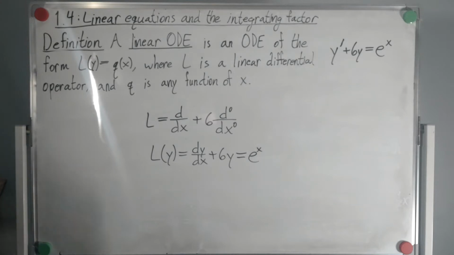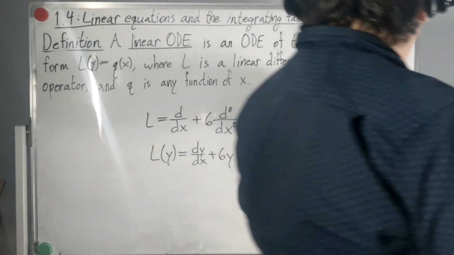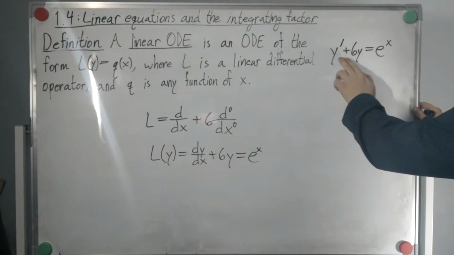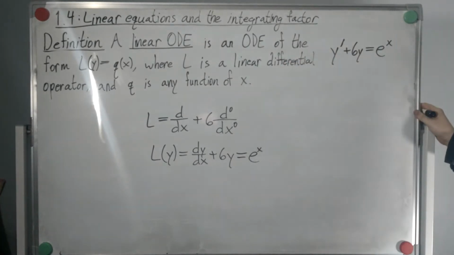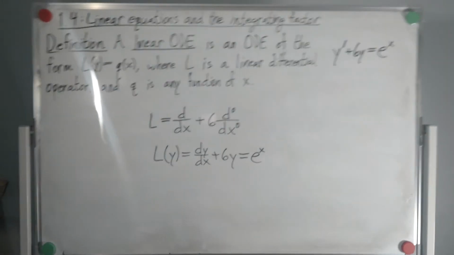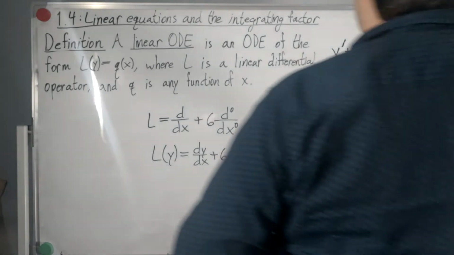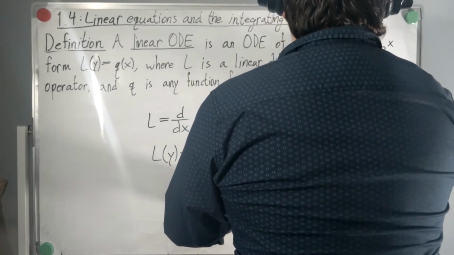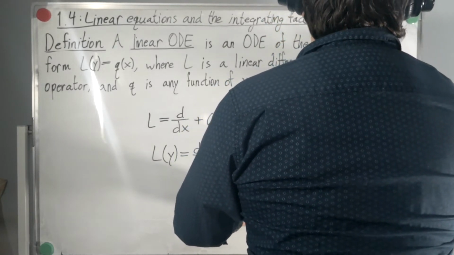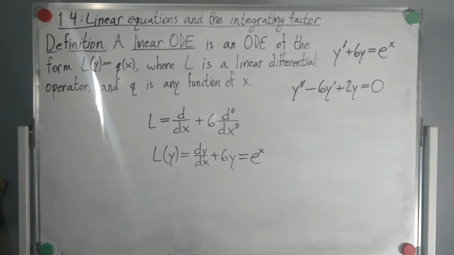In other words, a linear ODE is one in which you have y and its derivatives set in a linear combination equal to another function. So another example of a linear ODE could be something like y prime prime minus 6y prime plus 2y equals 0. That's a linear ODE because it's taking a linear combination of y and its derivatives and setting it equal to a function.